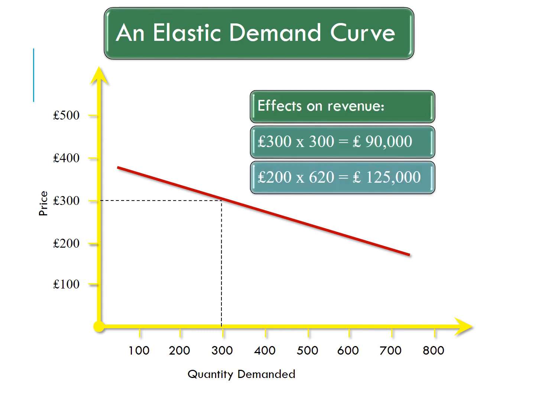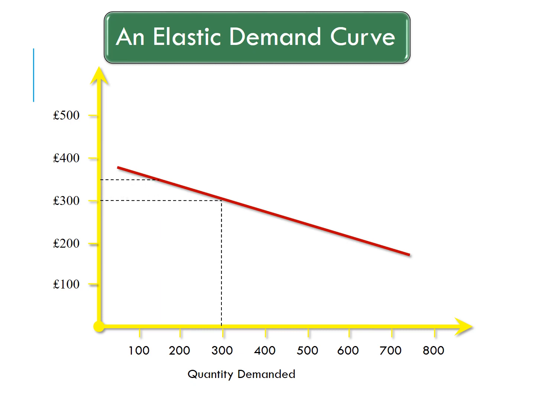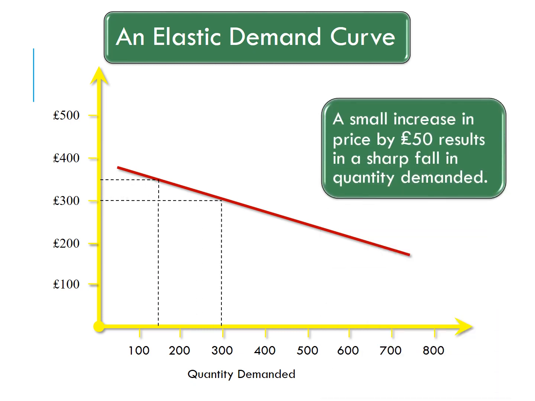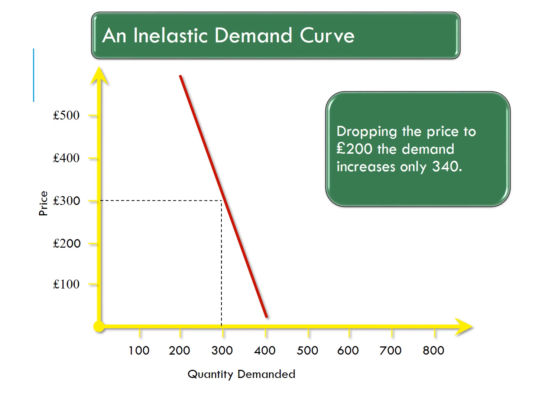Now what we can do is have a look at the impact that would have on the revenue for a business. Now here originally, if they're selling at £300 and they sell 300, they would have a revenue of £300 times 300, £90,000. Now what happens if they drop their price to £200? Well, we've seen that the demand increases to 620. And so what would happen to their revenue is actually their revenue would be higher. So here we can see for this particular business, if they drop their price, they'd actually receive more money. On the flip side, if they were to raise their price by a small increase, let's say £50, that results in quite a sharp drop in demand.